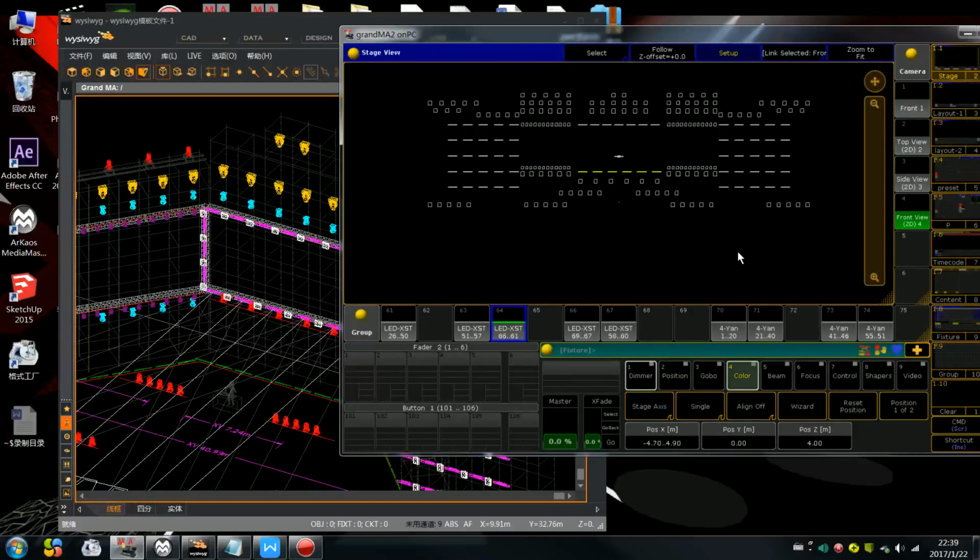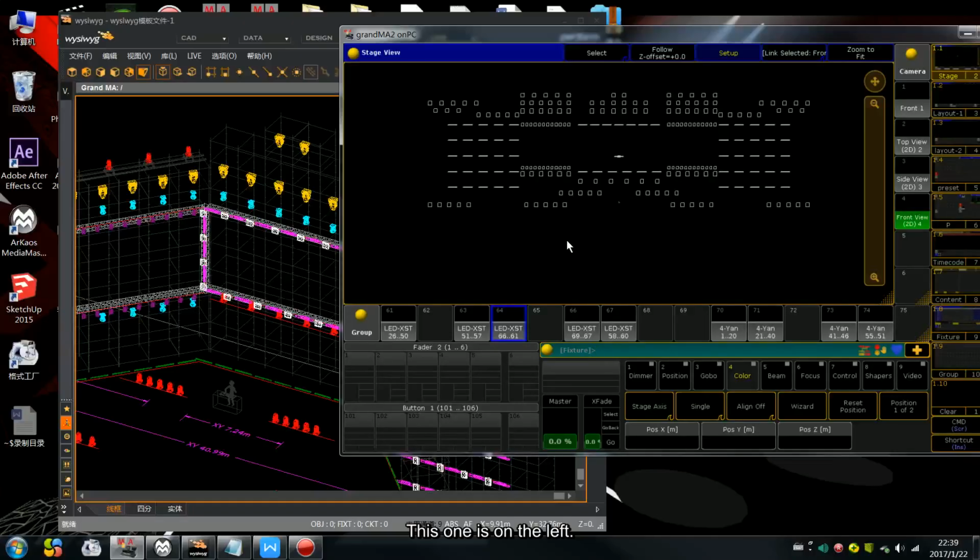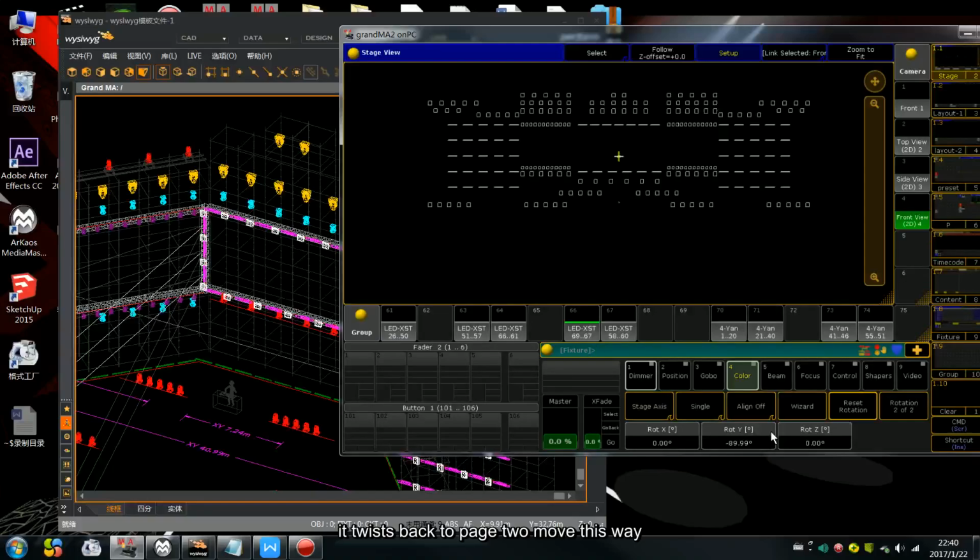Then we choose this one on the left. First, turn it over 90 degrees. It's just 1 degree off. You say it's the opposite. I'll reset it. Turn it around. Okay, you twist. It twists. Back to page 2.